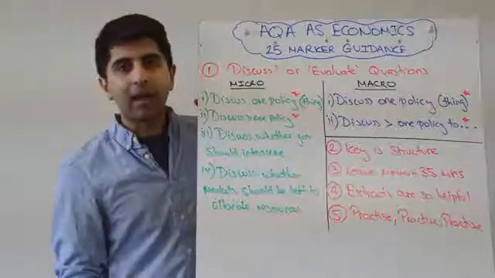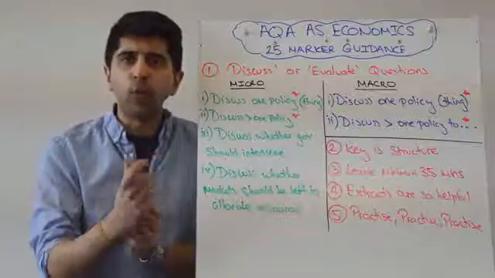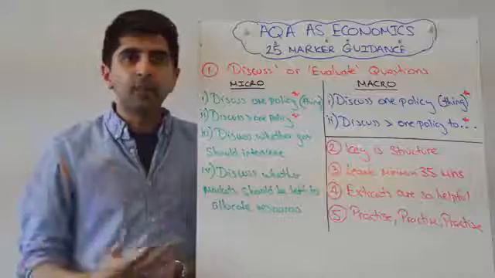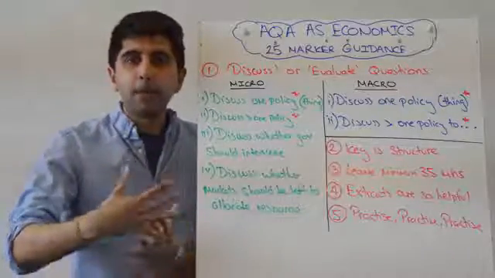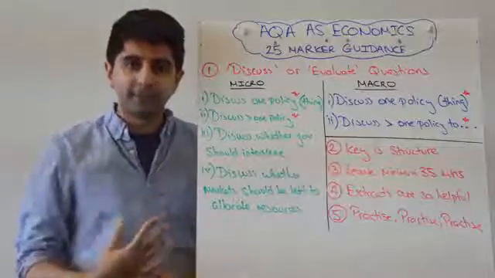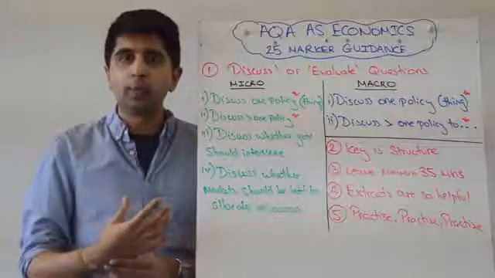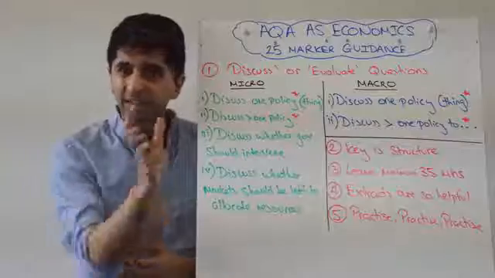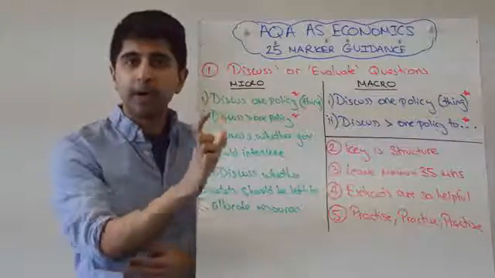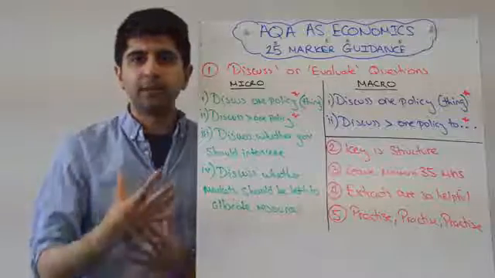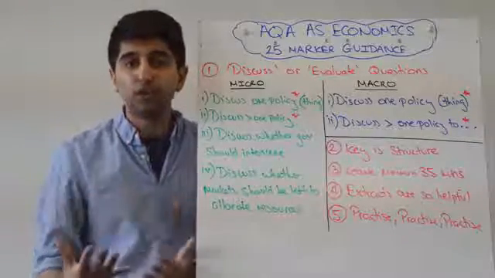It can be as simple as discussing one thing or one policy. When I say thing, what do I mean? So for micro, it could be discuss whether monopolies are always bad for society. Discuss whether the abuse of monopoly power is always going to be harmful for consumers. Something like that. That's one thing, right? Whether monopoly power is always bad. Discuss whether competitive markets are always beneficial to society or to consumers or whatever.